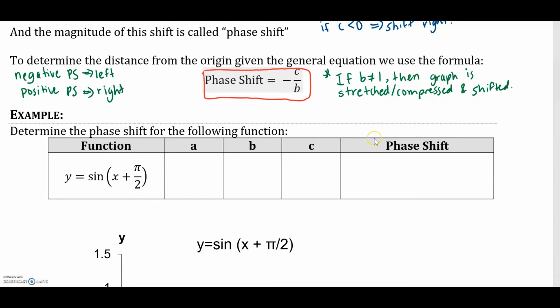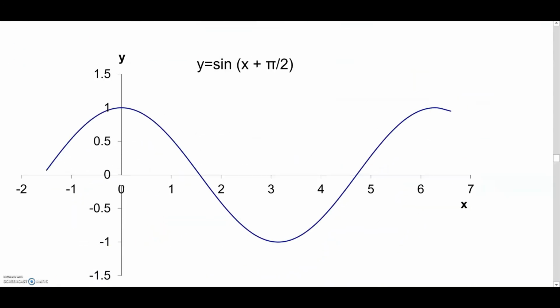Now determine the phase shift for the following function. We have the function y is equal to sine of x plus pi over 2. Consider the coefficients: in front of sine is 1, and the coefficient of x is also 1, which give us our a value and our b value, and we can see our c value is positive pi over 2. Now the phase shift is equal to negative c divided by b, which is negative pi over 2, divided by 1, which is equal to negative pi over 2. The resulting graph of this function is given below.